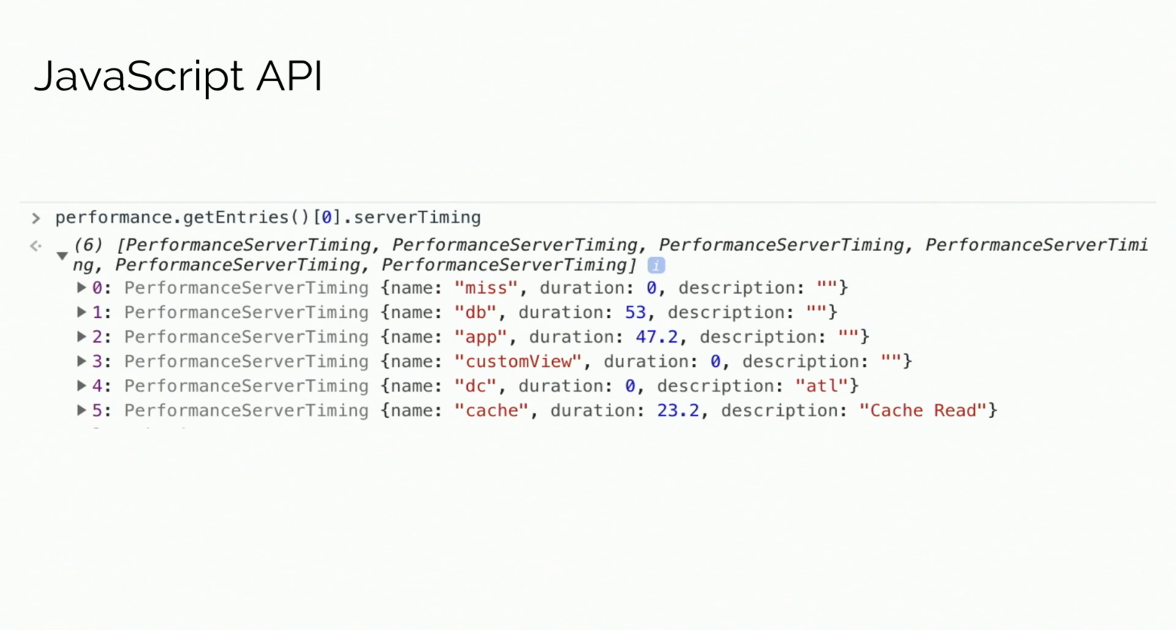And it has a JavaScript API. And this I find particularly interesting because you can dive into these numbers on the client side. You can beacon them to some analytics service if you want. You can use tools like SpeedCurve to monitor your resource timing, and also you can report your custom server timing and user timing metrics as well.